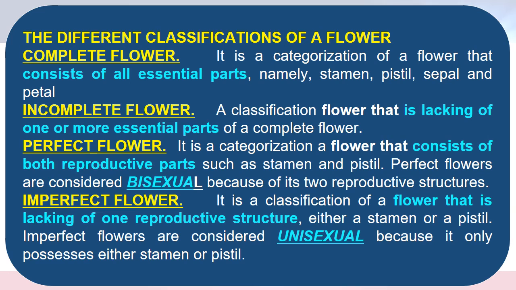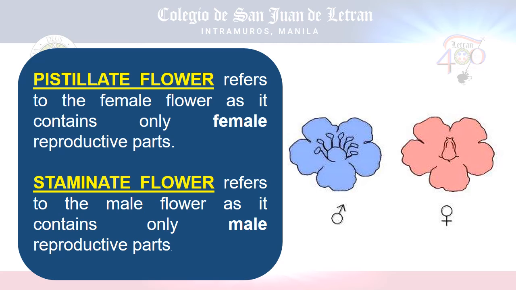A flower can also be either perfect or imperfect. A perfect flower consists of both male and female structures in one flower, and this is called bisexual. An imperfect flower consists of only one female or one male reproductive structure, and this is called a unisexual flower. A flower that consists of a female reproductive structure is called a pistillate flower. And a flower that consists of a male reproductive organ is called a staminate flower.